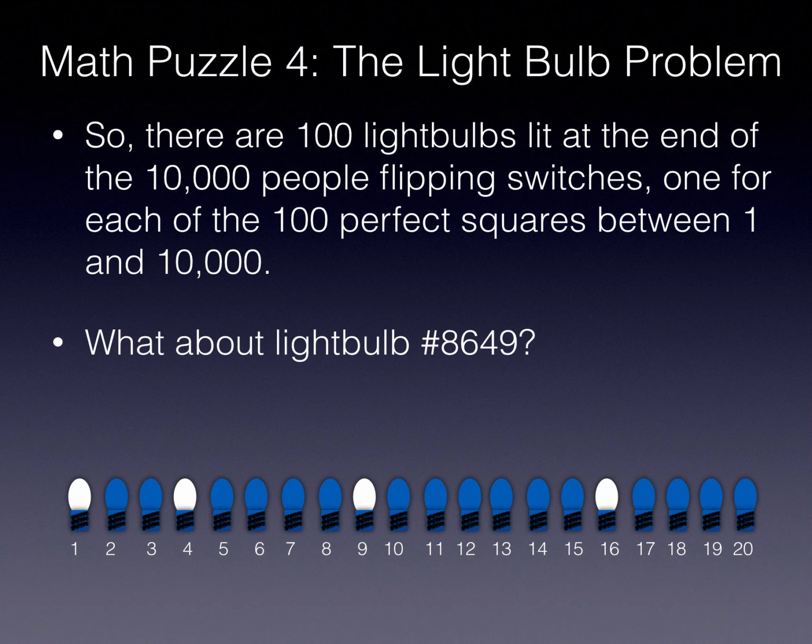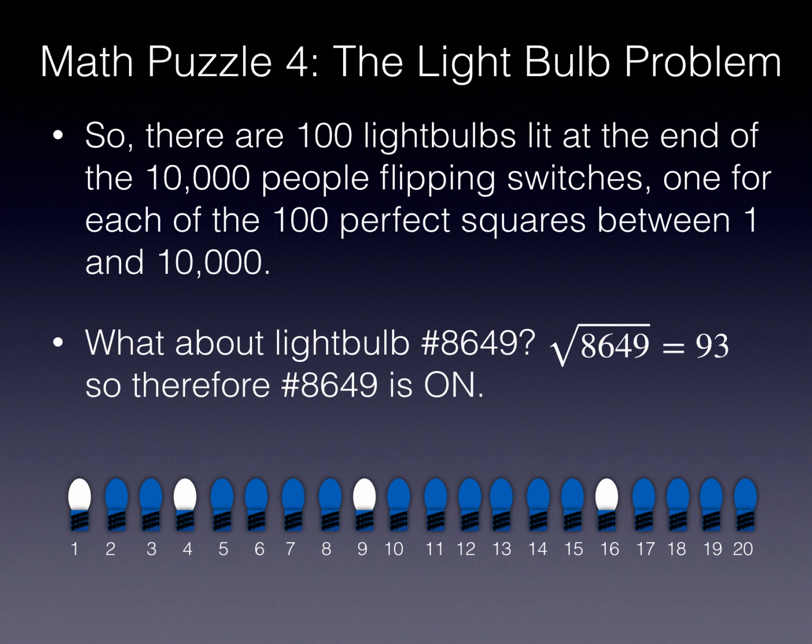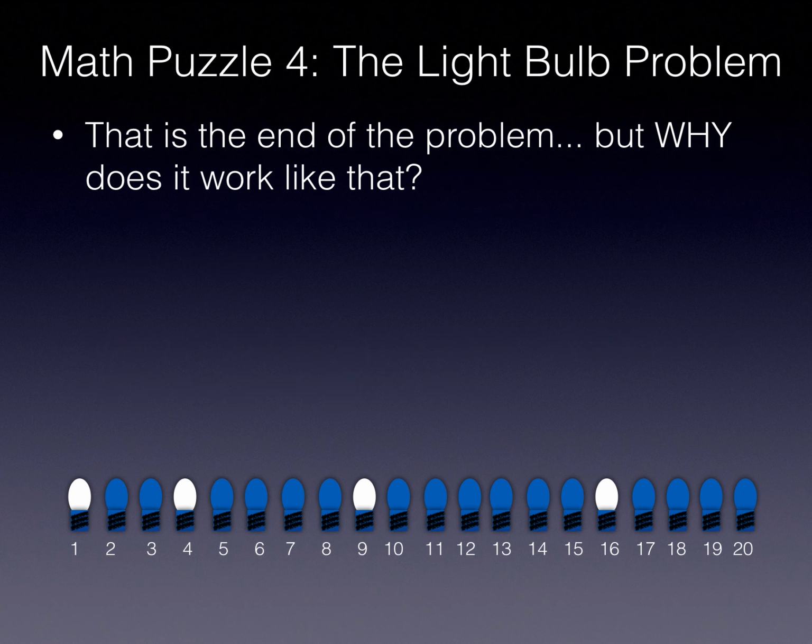And what about light bulb number 8,649? Well, the answer to the question is: is it a perfect square or not? And if you take the square root, you find the square root of 8649 is 93. It is a perfect square. So light bulb number 8649 is on. And that's pretty much it. That's the end of the problem.